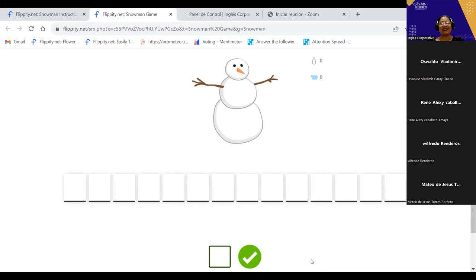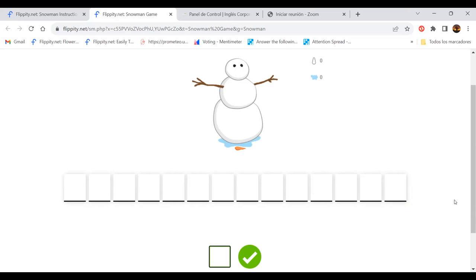S. Okay, letter S. Okay. N. Can you repeat? N. N as in non or M as in mother? N as in non, okay, N. I. I? Yes. O. W.